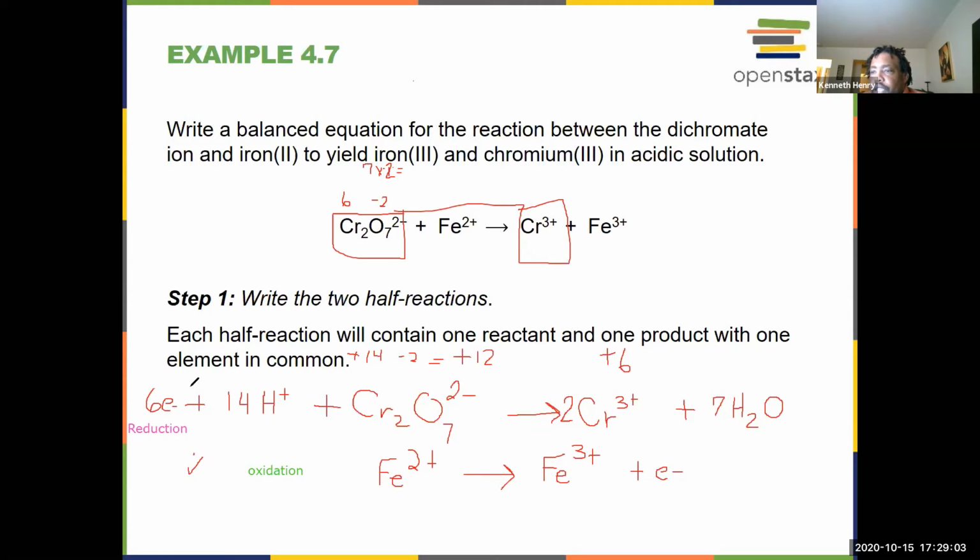So how many electrons are here? There's 6 electrons. How many electrons are over here? Because we want them to cancel out on both sides so we don't see them. There's 1. So what do I need to multiply this by to make it so that they're transferring the same amount? 6. So we multiply this whole equation by 6.